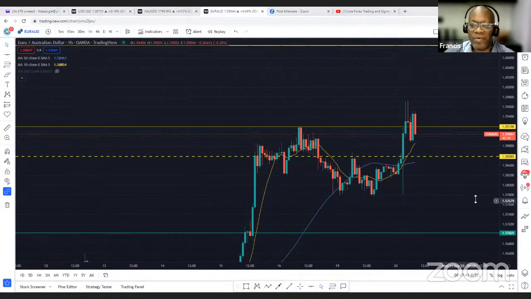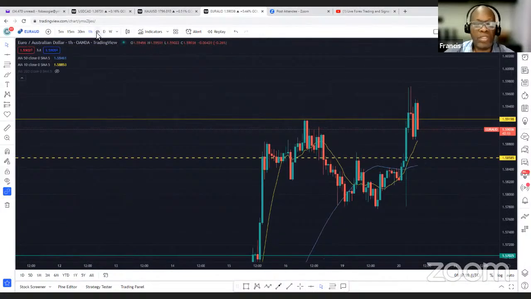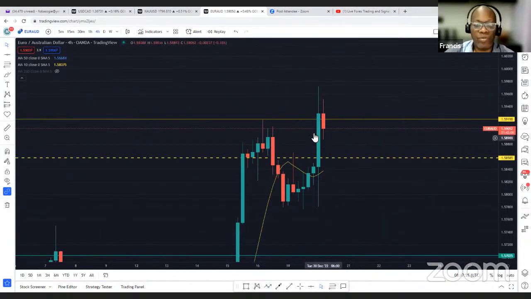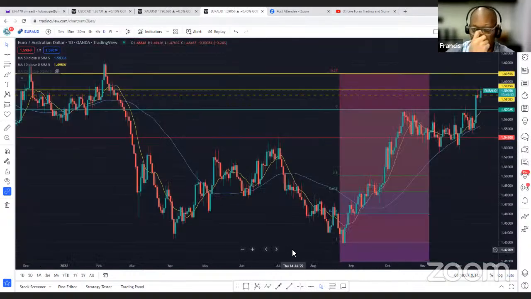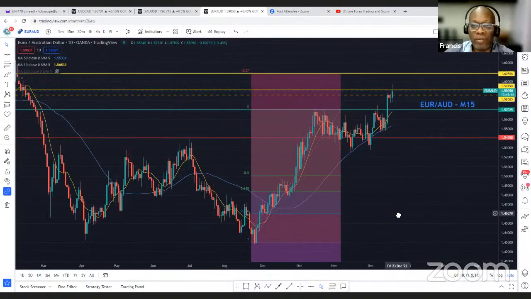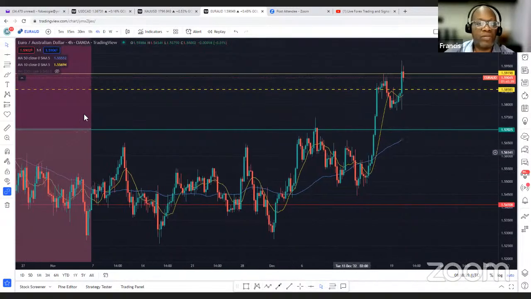Okay, so you can see what's happening here. You know that Euro Aussie dollar has come right below that current high or recent high. So this could possibly give us a trade as well today.